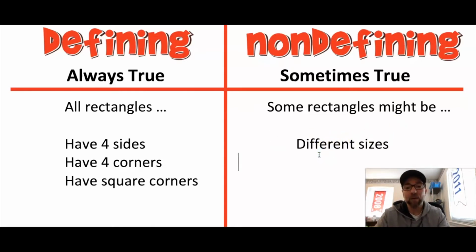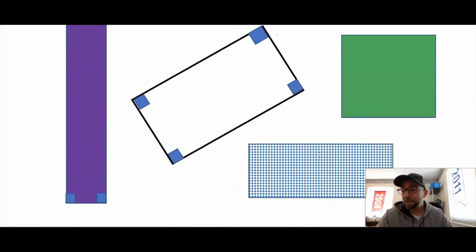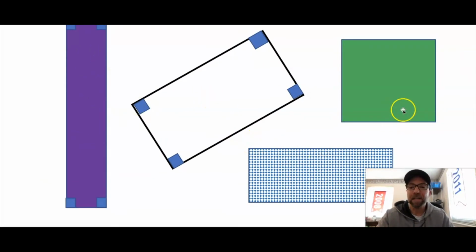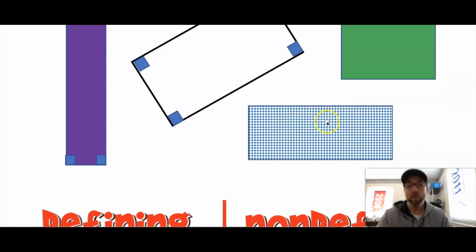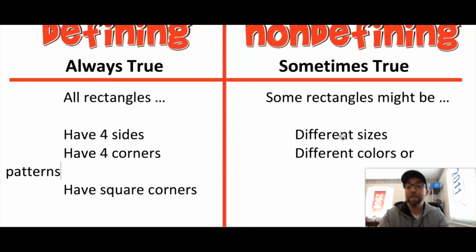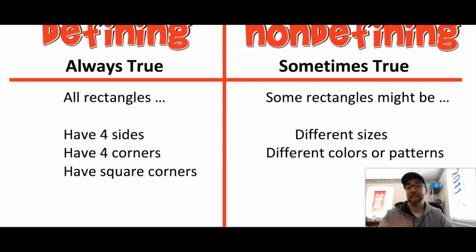Now our rectangles also can be different this way. They're all different colors. We could have purple rectangles, white rectangles, green rectangles, polka dot rectangles. It doesn't matter. Some rectangles might be different colors or patterns. Dots, stripes, it just doesn't matter.